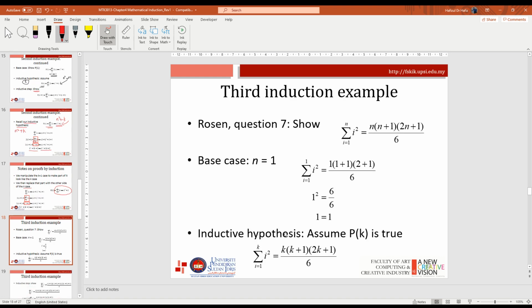Okay, and then this one is the third induction example. Okay, we have question 7. Show that the total of i power of 2, where i goes from 1 to n, is equivalent to n(n plus 1)(2n plus 1) divided by 6. Okay, this one on the base case, normally we replace the value n equivalent to 1, and then we replace the n value. We got 1 equivalent to 1.